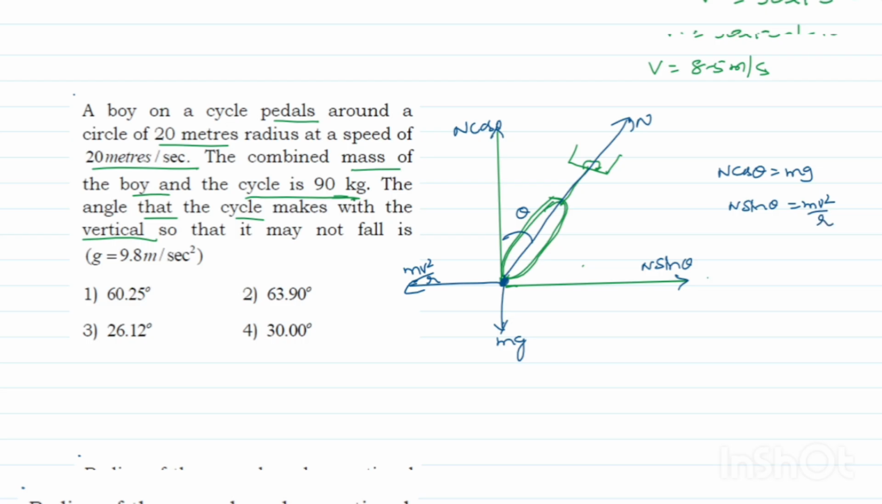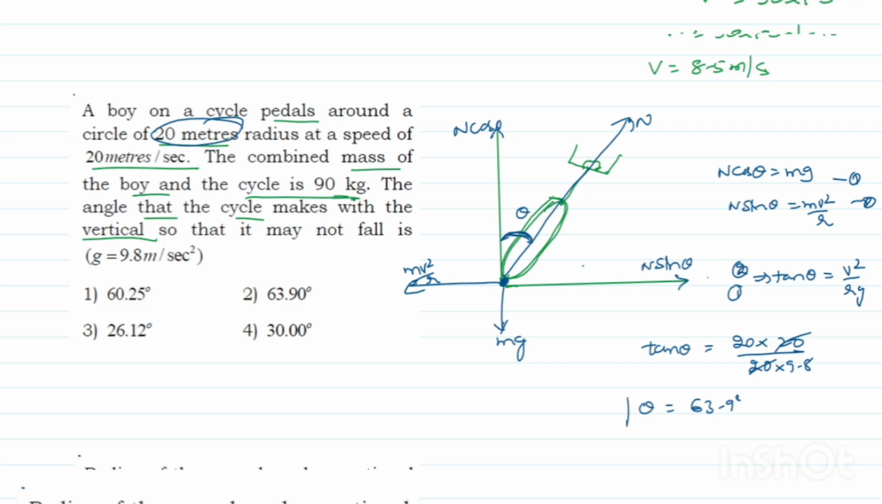They are asking for the angle that the cycle makes with the vertical. Simplifying, this is equation 1 and 2, and dividing 2 by 1, tan theta equals v square by r g. Here v is given as 20 meters per second, so 20 into 20 by the radius, 20 meters, and g as 9.8. So nearly 20 by 9.8, and theta when calculated is 63.9 degrees. So this is the correct answer.